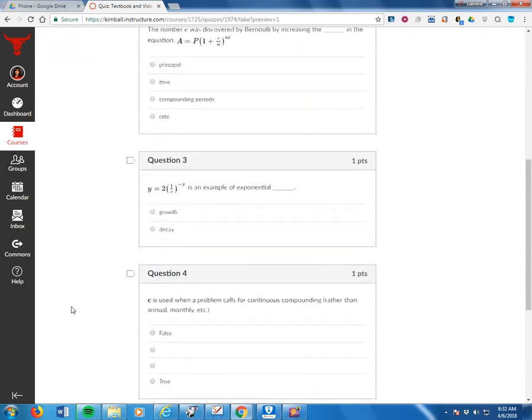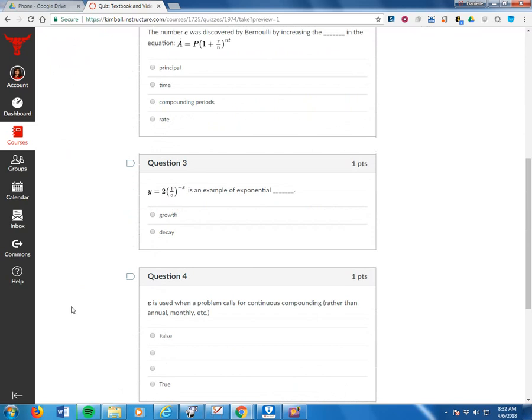If we have this equation, y equals 2 times 1 over e to the negative x, would this be growth or decay? It's growth, actually. This number is less than 1, that's true, but the negative flips it. And by flipping that number, it becomes greater than 1. And if that base is greater than 1 and you have a positive exponent, it's growth.